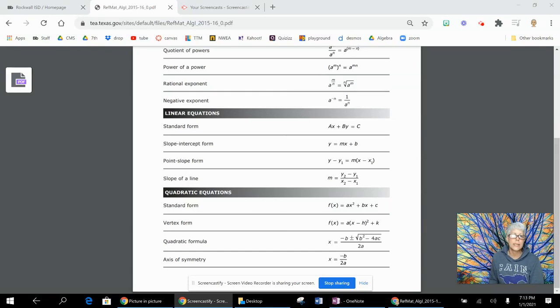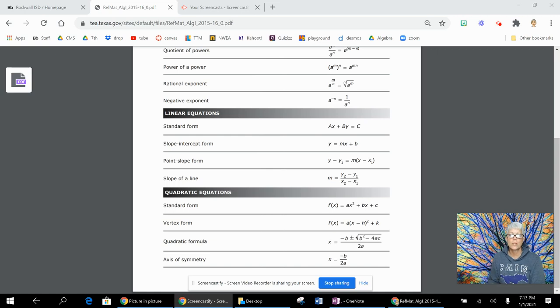Hey guys, today we continue Unit 7 looking at quadratic equations and the different parts of them. I just wanted to point out to you that one of the formulas that we're going to use is on your formula chart. So I pulled up your formula chart. It's right on the screen. It is the last line of your formula chart, the axis of symmetry.